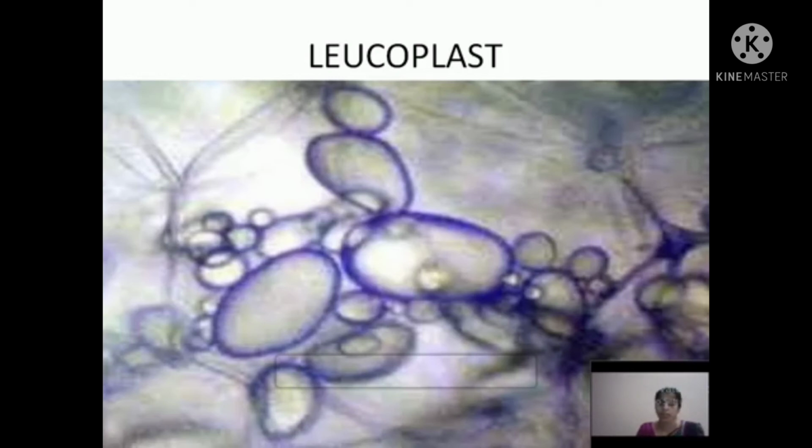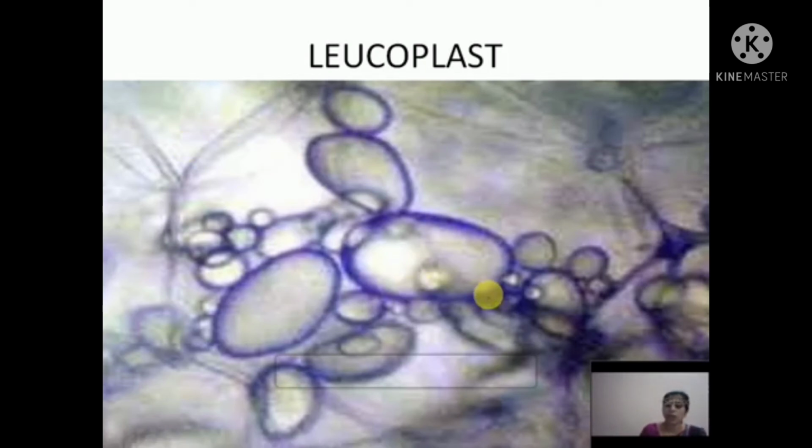So this leucoplast is mainly found in non-photosynthetic areas, for example our root, which is not able to synthesize food. Why? Because there is no chlorophyll. They act as a storage shed of starch, lipids and proteins, depending on the need of that plant. They are mostly used for converting amino acid to fatty acid. So these are the leucoplasts.